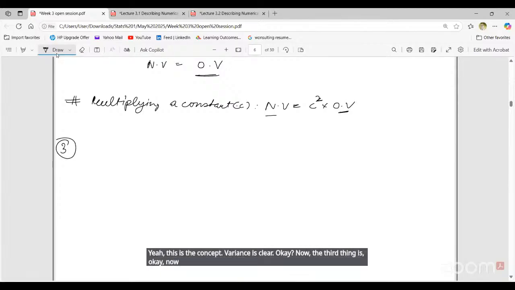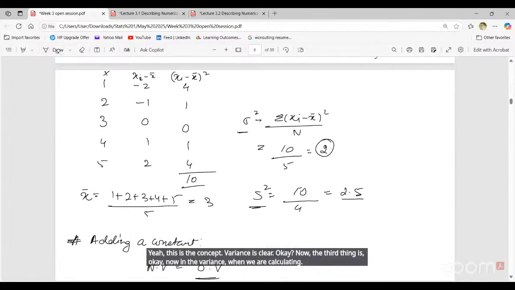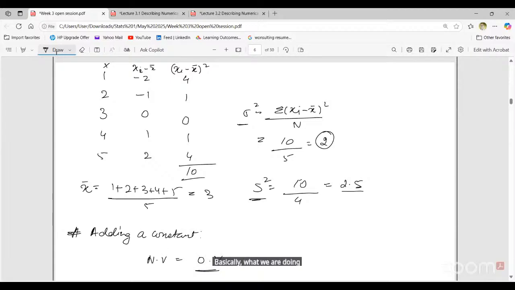Now, when we are calculating the variance, what are we basically doing? Let's suppose these are my weights in kg. If I'm subtracting, the unit is kg only, x i minus x bar. Now I'm squaring it, so my unit is also getting squared. So my sigma square, my variance, is coming out to be 2 kg square.